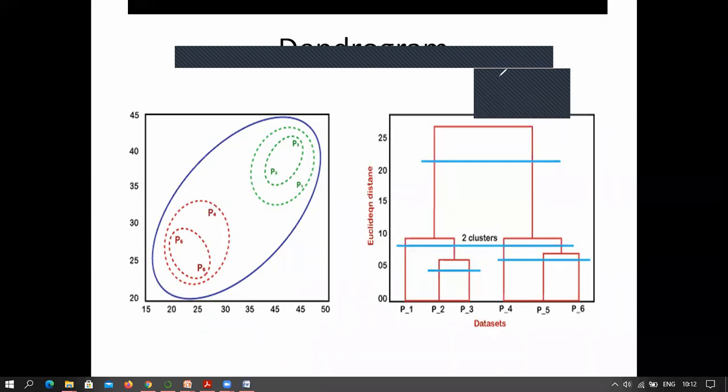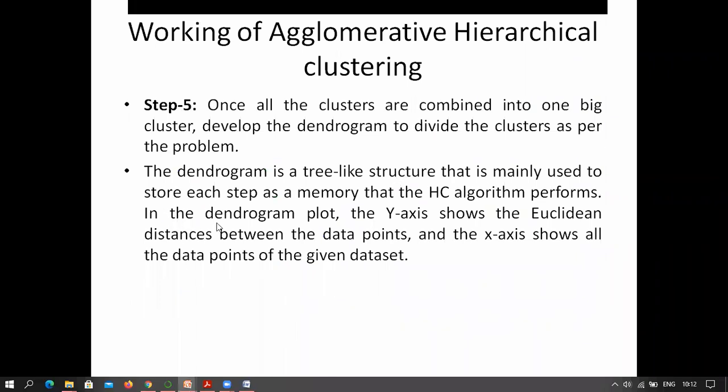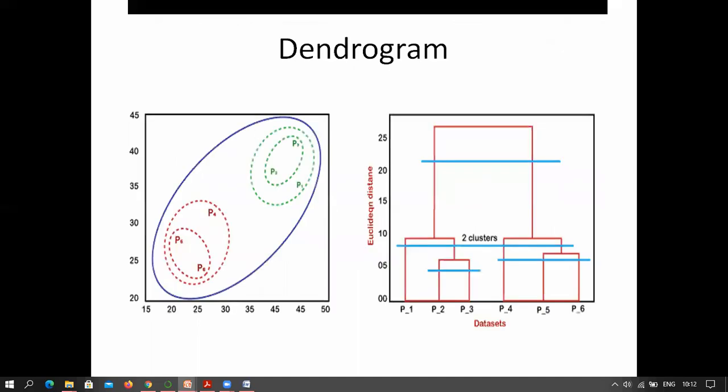If you go to the previous slide, it is written over there. In the dendrogram plot, the y-axis shows the Euclidean distances between data points, or between clusters. And the x-axis shows all the data points of the given data set. So even when some example comes, you need to create this dendrogram. Fine. So over here, I'm taking this example.